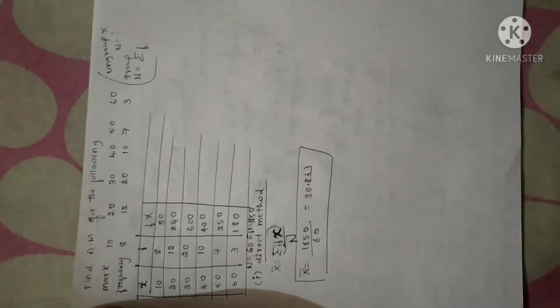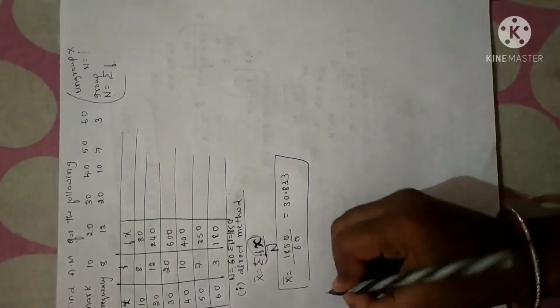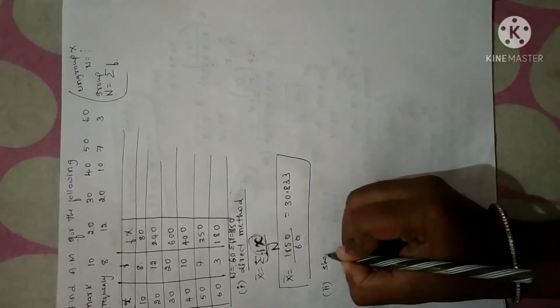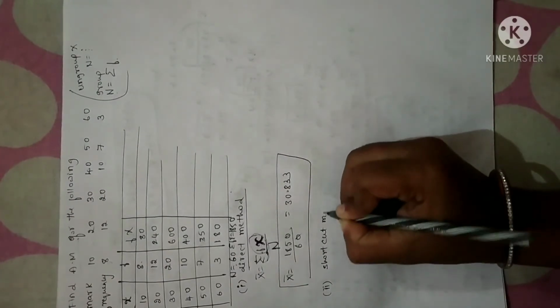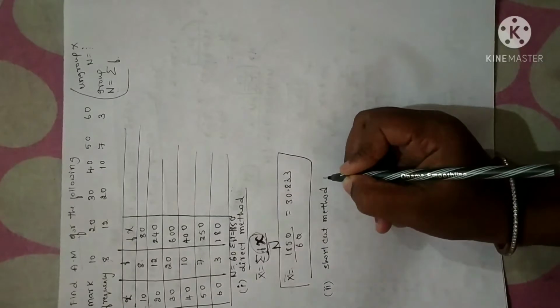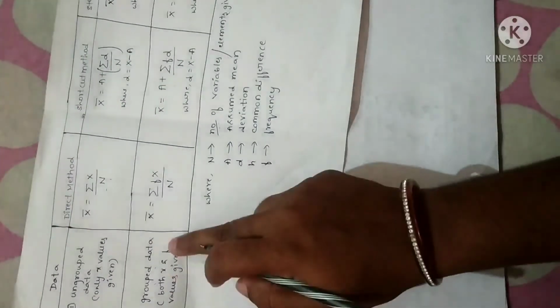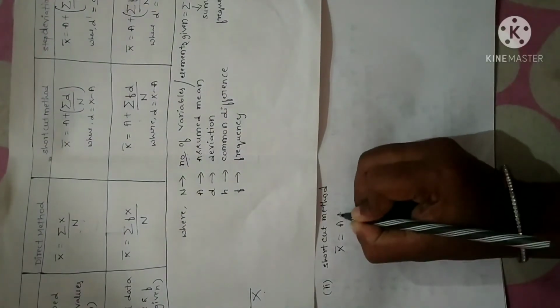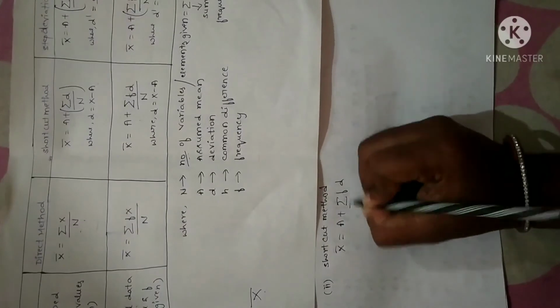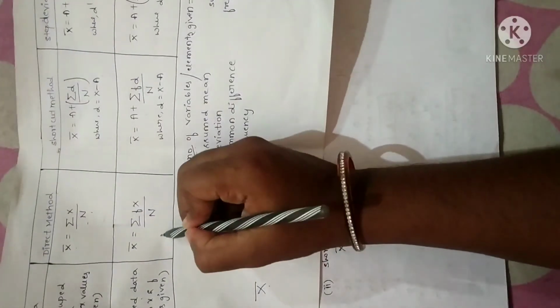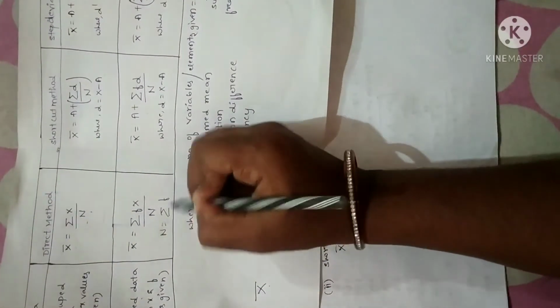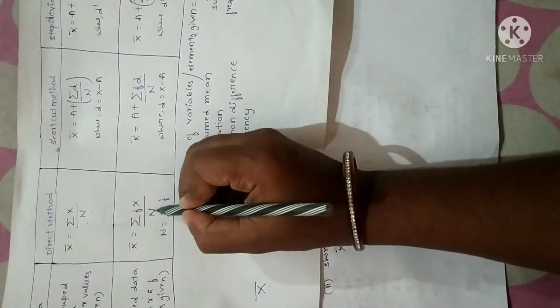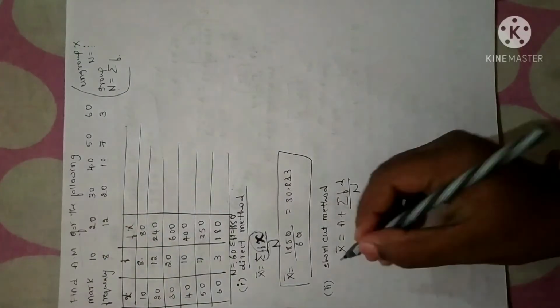Clear? Now let me solve the same by using the shortcut method. Second one, shortcut method. So let me write the formula for the shortcut method. I have already given you; I am just showing you for your reference. For the shortcut method, for grouped data, where both x and f are given, you have to use this formula: x bar is equal to a plus sigma ft divided by n. Here n will be sigma f. Please write it in the notes. N is sigma f, where n is the total number of elements. Fine. So let me make use of the formula.